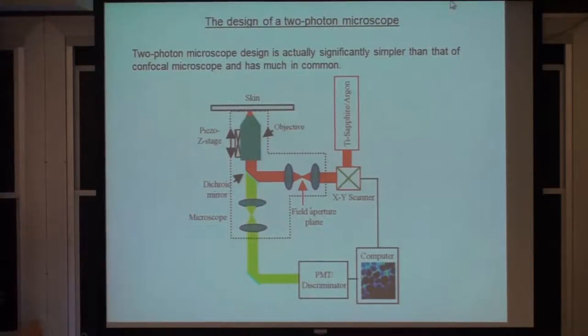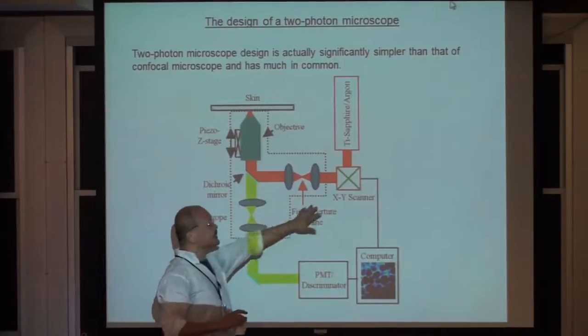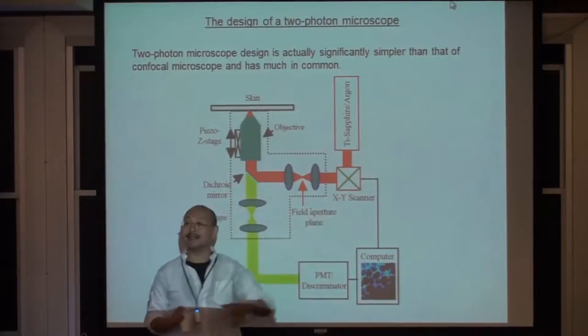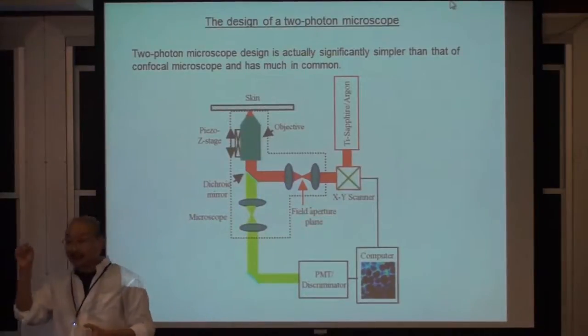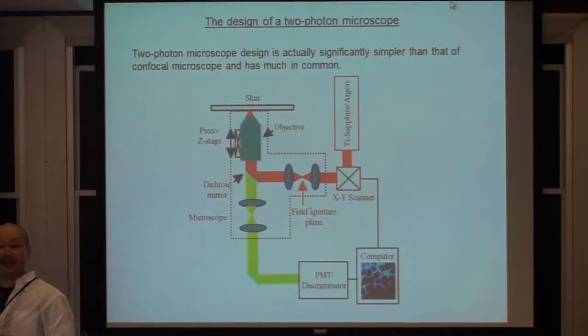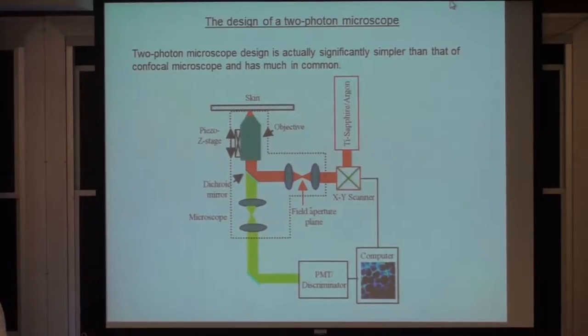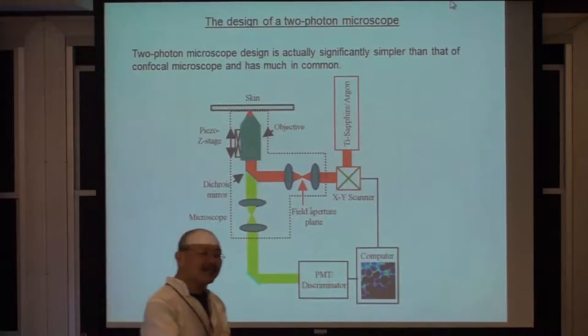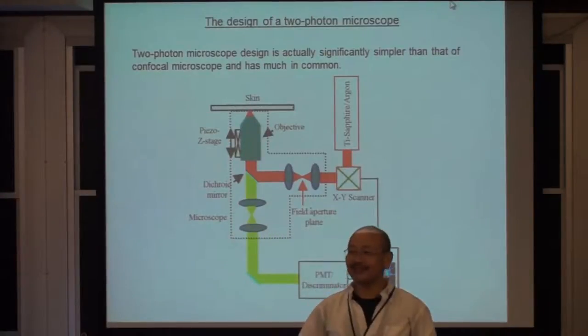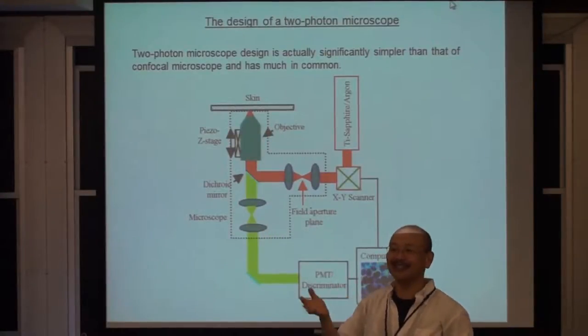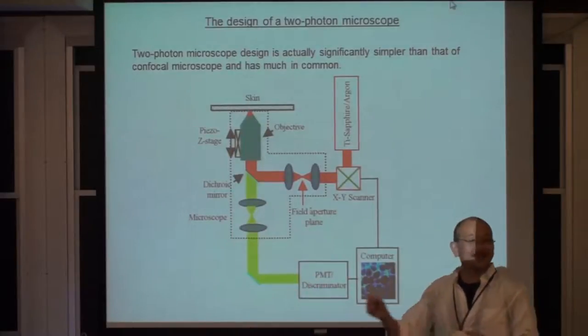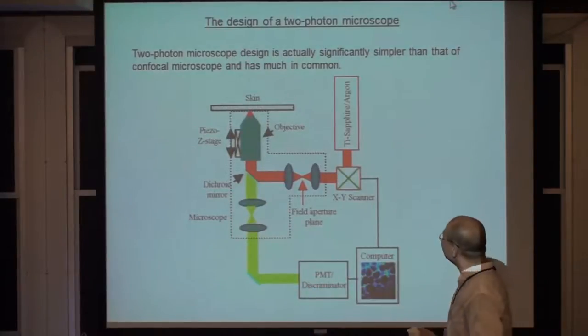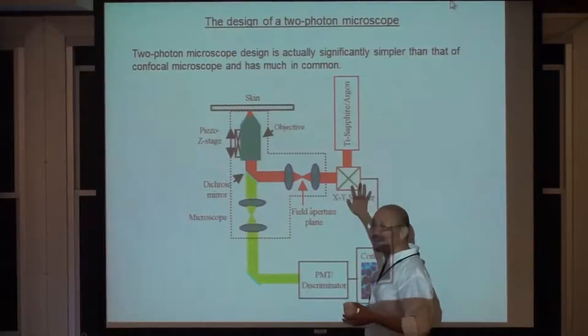Also, one of the things that you'll find you will need is an XY scanner. You have a spot of light. A spot of light doesn't generate an image unless you move the specimen or you move the spot of light. You need to move the spot of light around relative to the specimen. Moving the specimen is harder than moving light because light is lightweight, specimen is finite weight. So it's faster to scan light than the specimen. So we typically have an XY scanner.